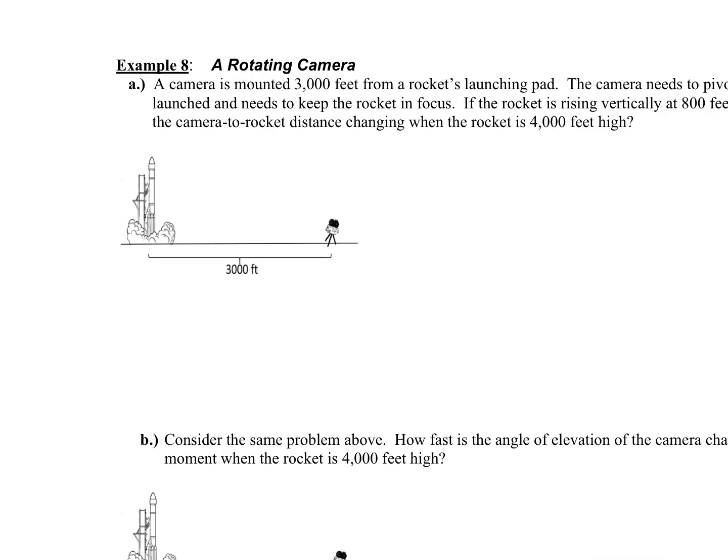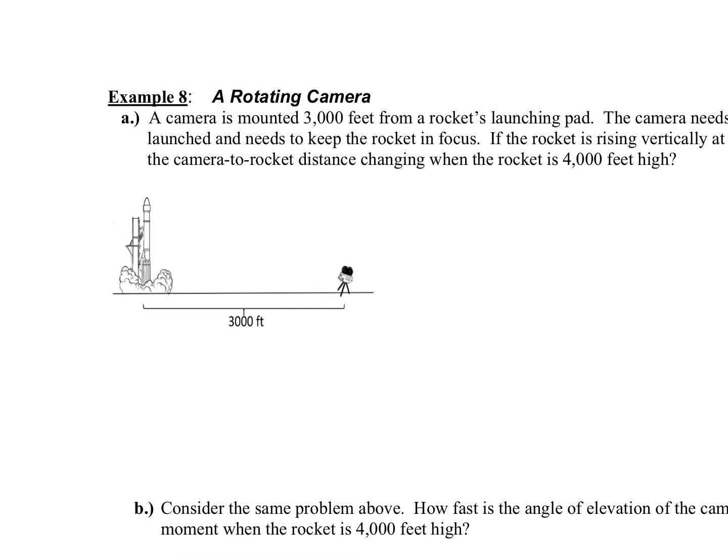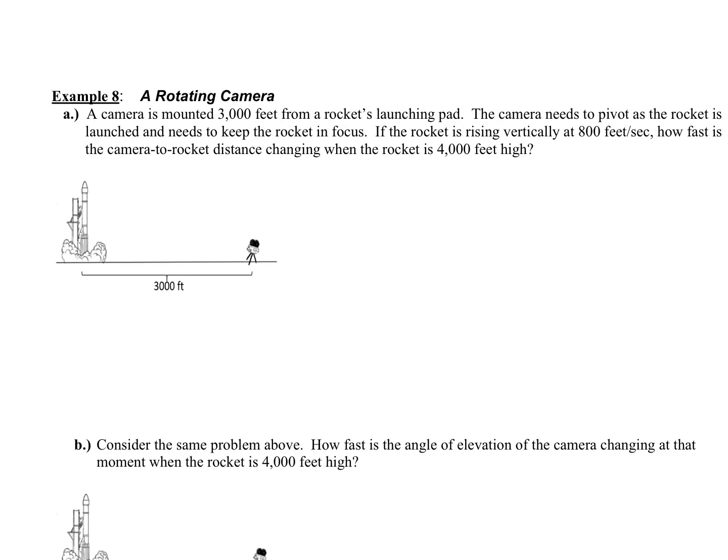Camera on the ground, watching the space shuttle or whatever crazy thing we're sending into space now by some billionaire in the world. Camera is mounted 3,000 feet from a rocket's launching pad, and the camera needs to pivot as the rocket is launched and needs to keep the rocket in focus. If the rocket is rising vertically at 800 feet per second, how fast is the camera to rocket distance changing when the rocket is 4,000 feet high?